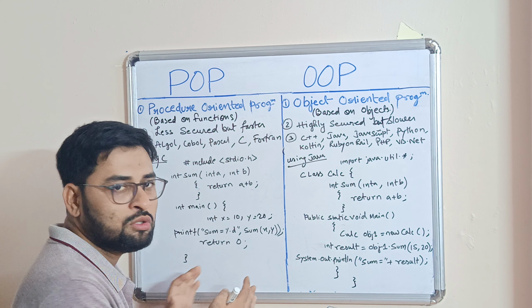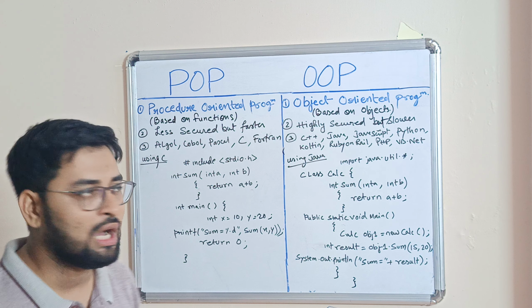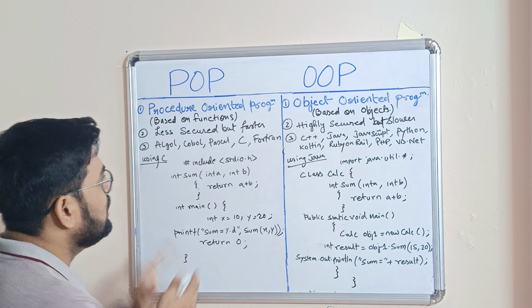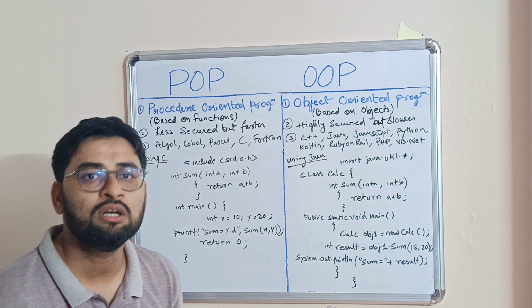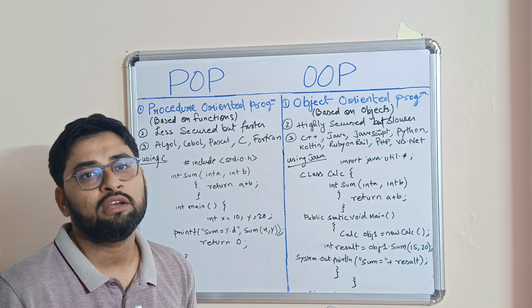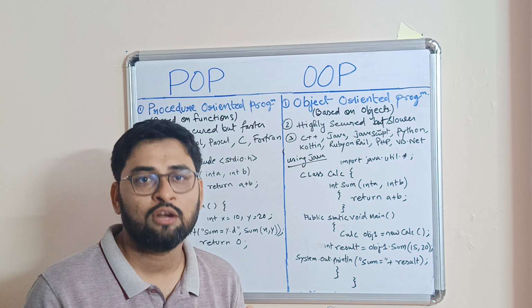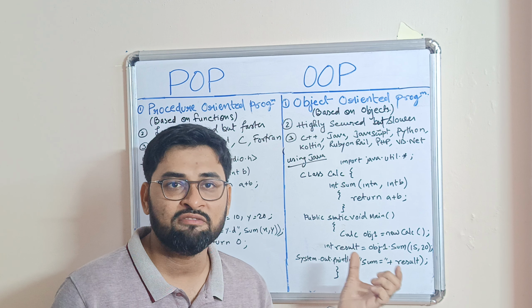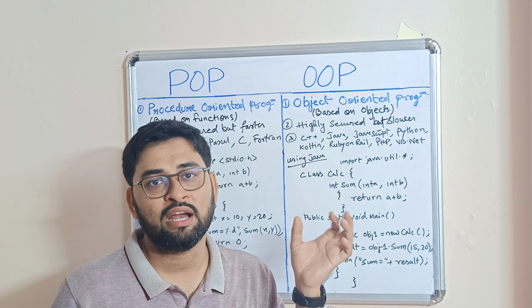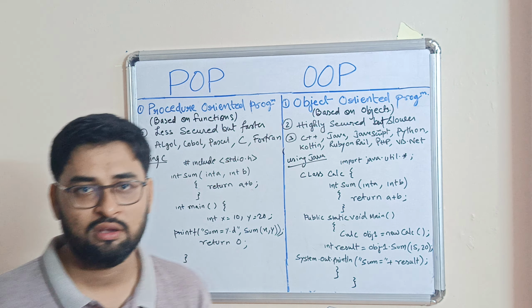I have written a sample code here so you can understand properly how both are different. First of all, POP is based on methods, that means all the things are inside the main method, or it will call a method. It is based totally on methods, that means functions. But object oriented programming is based on objects. Here objects will be created, and the entire program must be written within the class. Within the class is mandatory. Without a class you won't be able to write the code, because there is a relationship.